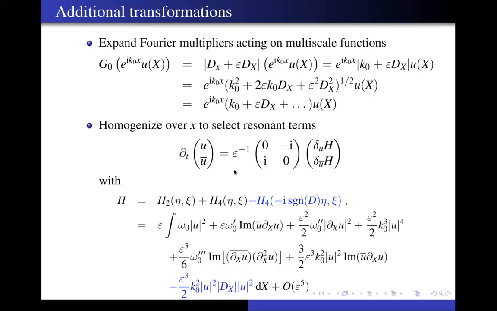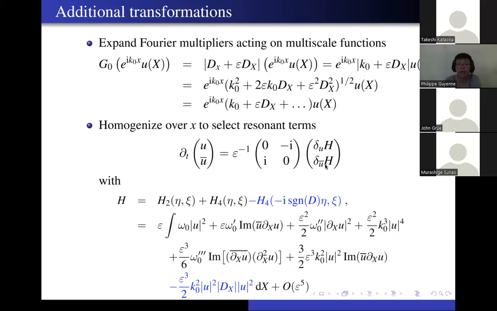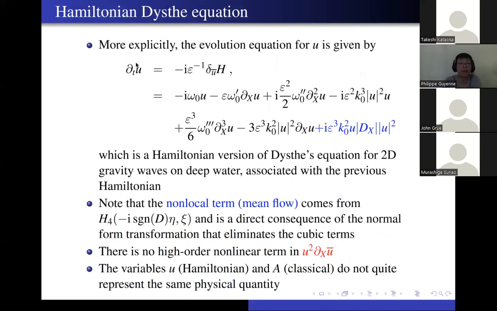And to get the evolution equation for U, you go back to the Hamiltonian form, you take the variation with respect to U bar, and that's the equation that you get. And this is our Hamiltonian version of this equation for 2D gravity waves on deep water.